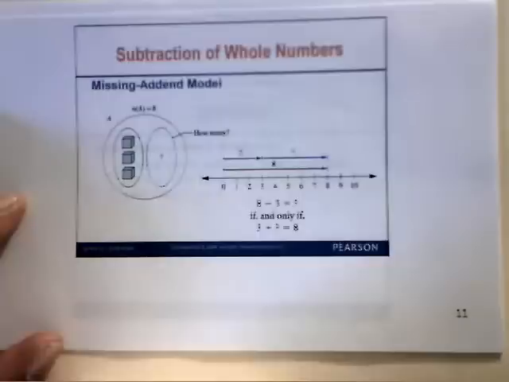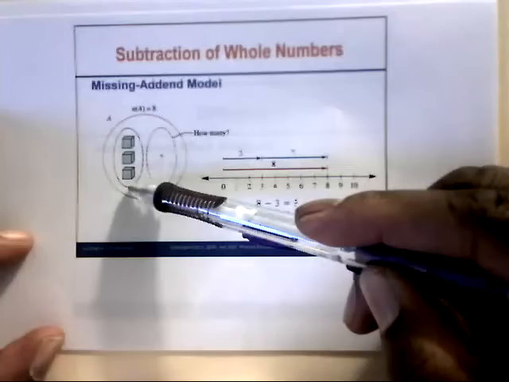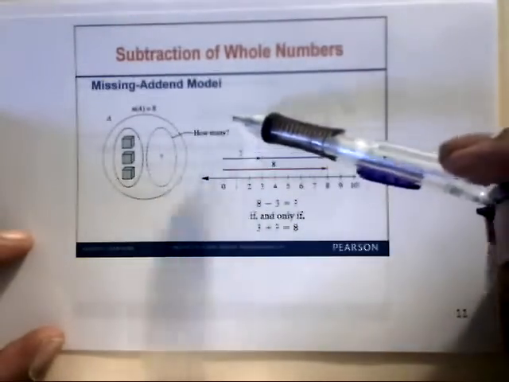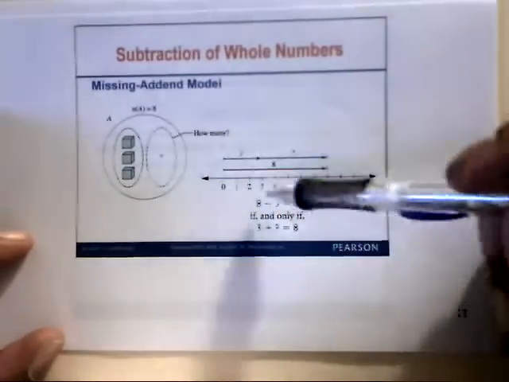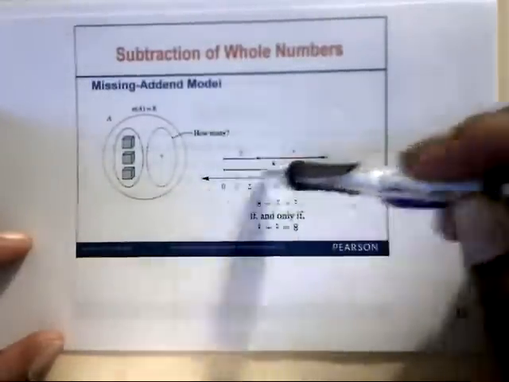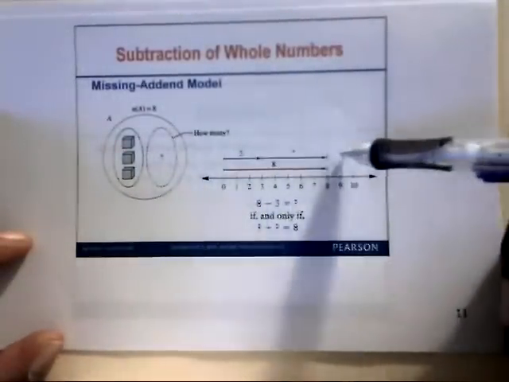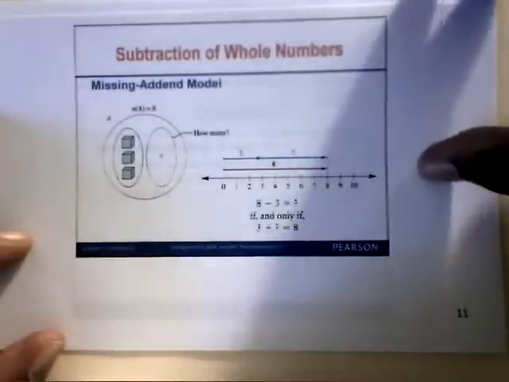And then you have the missing addend model. Well, here's just another illustration of that. You have 3 blocks, and then you want to know how many. The number of elements in A is 8. So if this is 8, 3 plus what number will give me 8? And of course, it'll be 5.